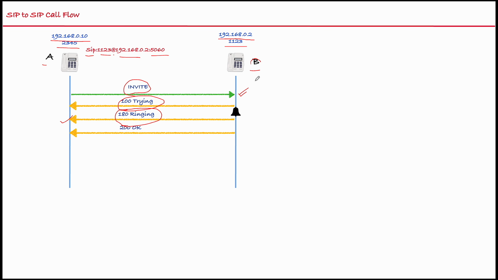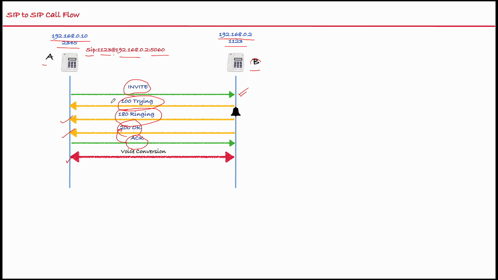When the user of phone B answers the call, phone B immediately sends a success response called 200 OK to phone A, which indicates the call is successfully established. Now, when phone A receives this 200 OK, it knows that the call is successfully received by phone B. So it sends another request called ACK, which means acknowledgement for successful receipt of the 200 OK response. Now the call is successfully established between A and B. Now A and B can start talking with each other.